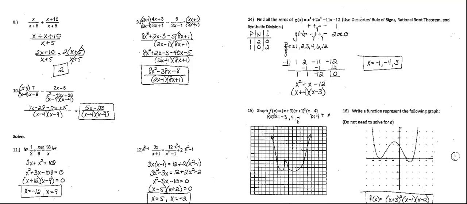Number 8, we're adding. So whenever you add, you got to make sure you have a common denominator. We already have that here, so you can just add the numerators. And then after you have a single fraction, you should, just like before, see if it factors and cancels. So this simplifies to 2.